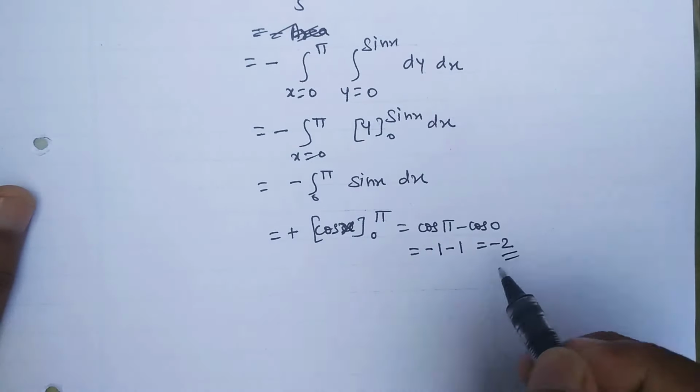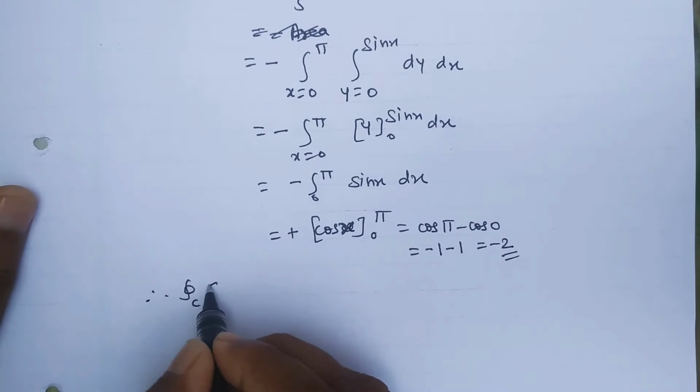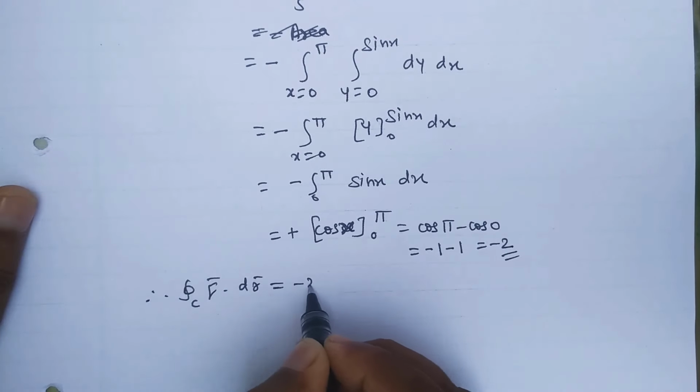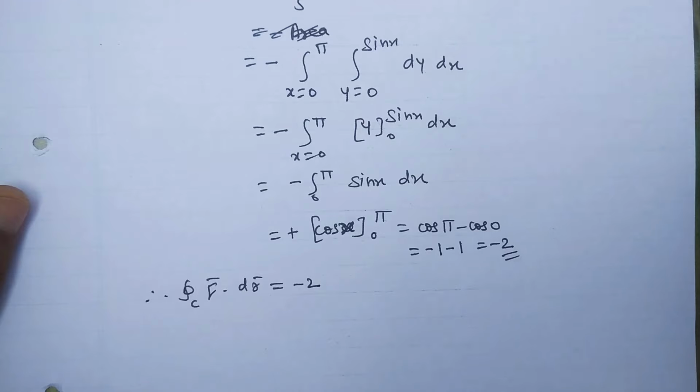So our final answer is minus 2, that means the integration over C of F bar dot dr bar is equal to minus 2. That is our final answer.